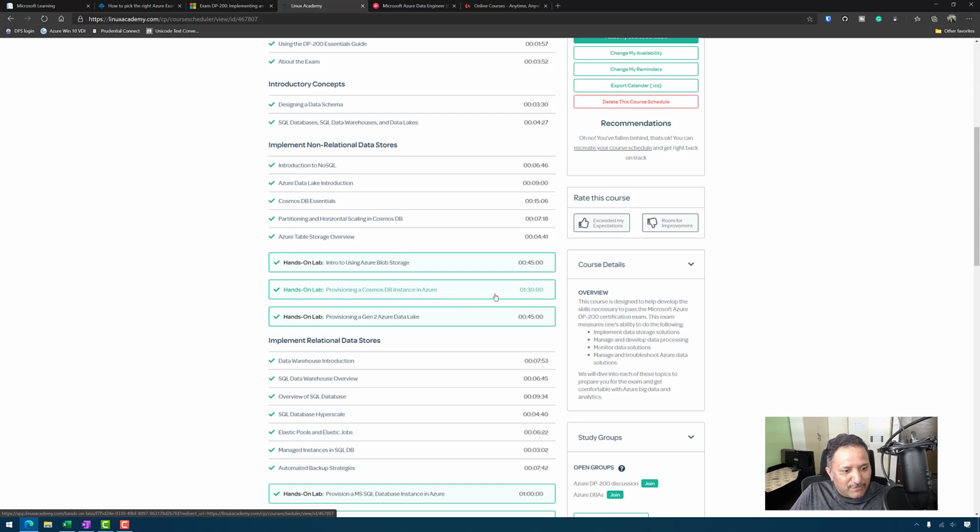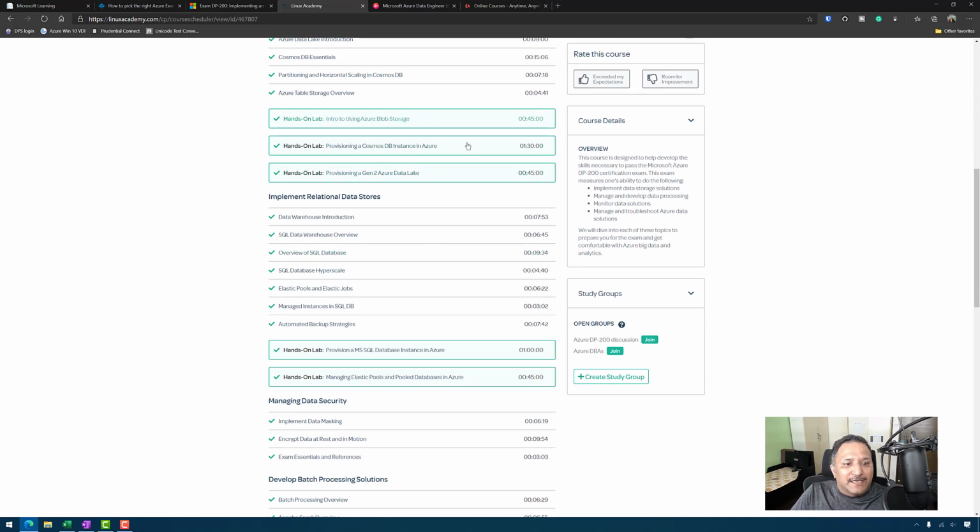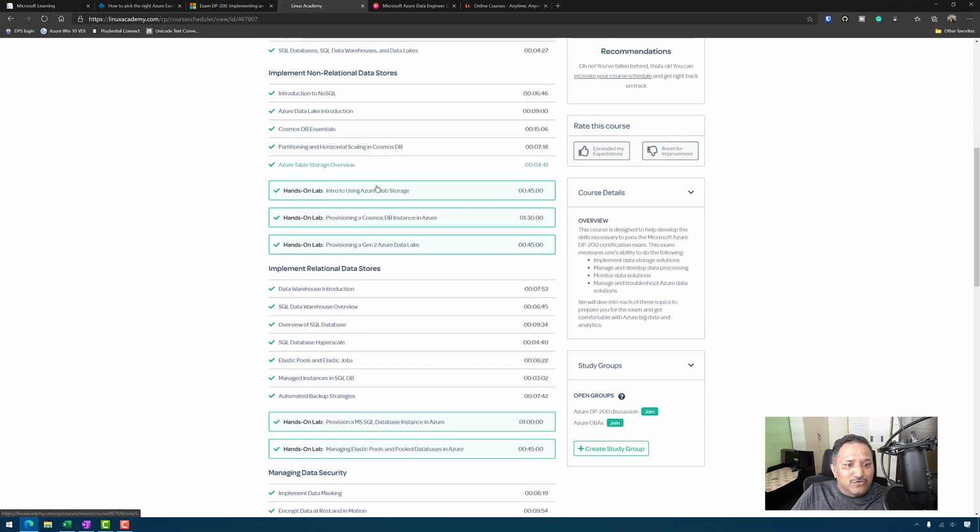So we don't have to have a separate Azure subscription. As part of our LinuxAcademy subscription itself, we get these hands-on labs where we get an actual Azure environment available to us, and we can take these up multiple times. It's not like if I complete the hands-on lab once, I cannot do the same thing again. If I feel I'm not comfortable or I didn't get the complete understanding in the first attempt, I can go back and do the same hands-on labs again.